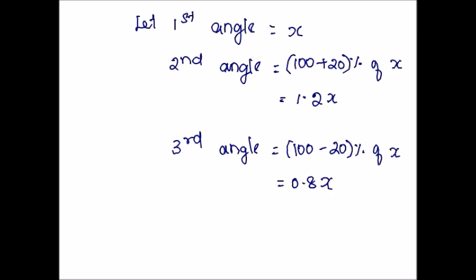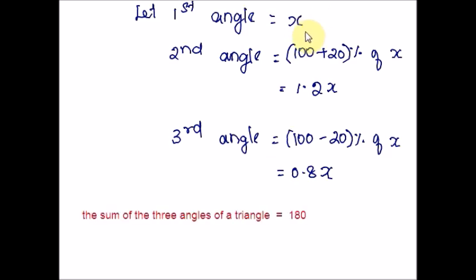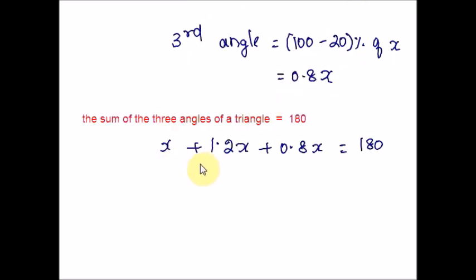Now let's use the fact that the sum of the 3 angles of any triangle is equal to 180 degrees. Let's add all the 3 angles we just got. Combine the like terms: 1 plus 1.2 plus 0.8. So this would give 3x. Divide both sides by 3. So your x would be 180 over 3, which is equal to 60. We got our first angle.